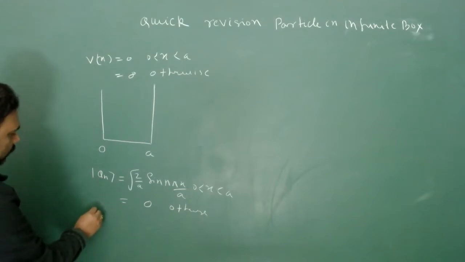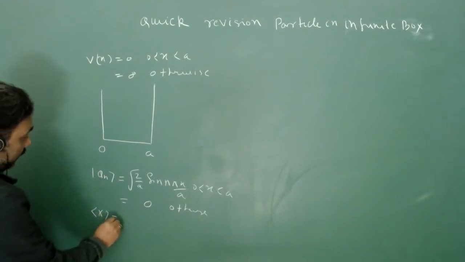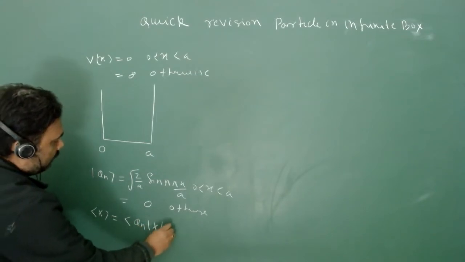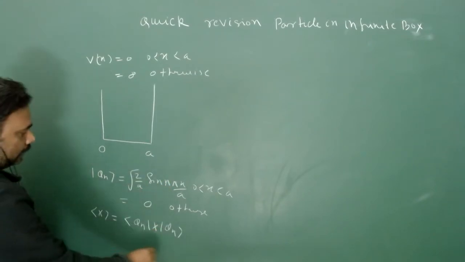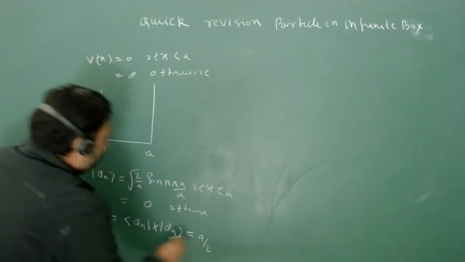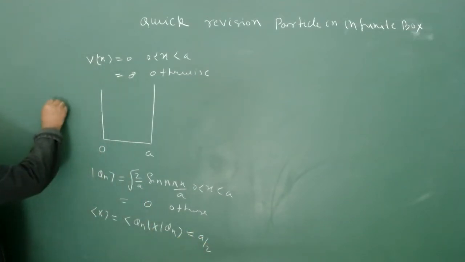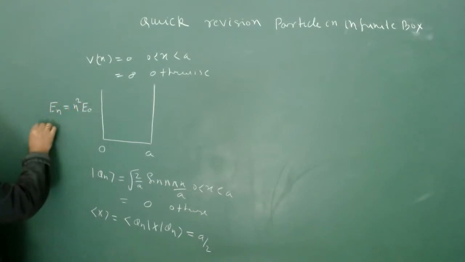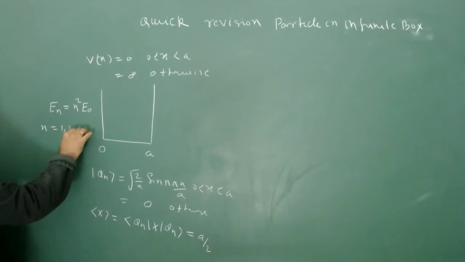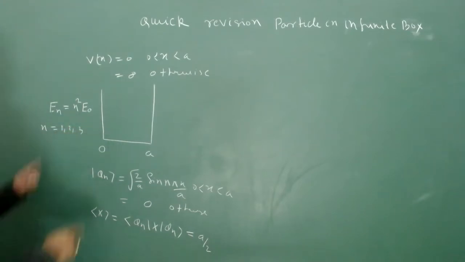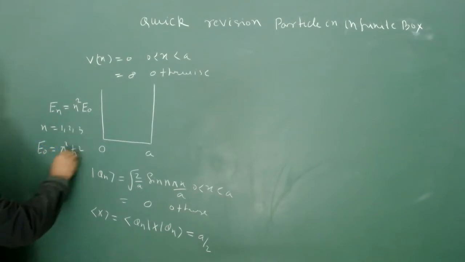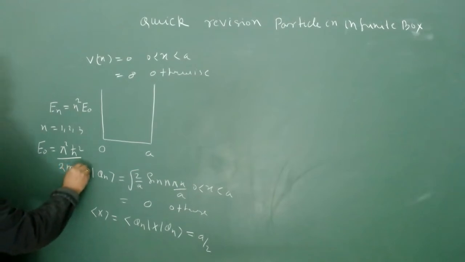The expectation value of x in any state, that means phi n, x, phi n, and this is a normalized eigenstate, is a by 2. The corresponding energy eigenvalue En is equal to n square E naught, where n is equal to 1, 2, 3. Always remember this is a discrete energy eigenvalue and it should start from n equal to 1, where E naught is pi square h cut square upon 2m a square.